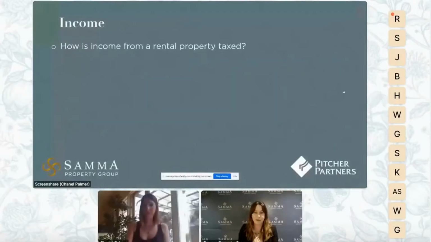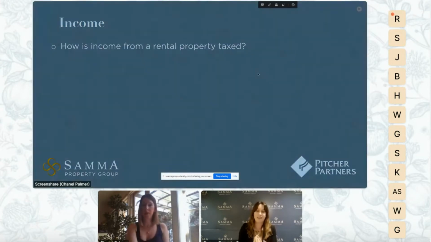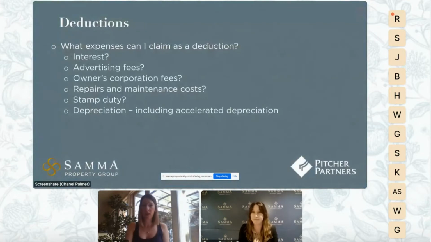So one of the first questions we have here is, how is income from a rental property taxed? Yeah, investors are generally taxed on receipt of their rental income. So for a typical income year, all you'd have to do is add up all the rent that you've received, between the 1st of July and the 30th of June, and include that in your income for tax purposes. Yeah, lovely. And what expenses can be claimed as a deduction?